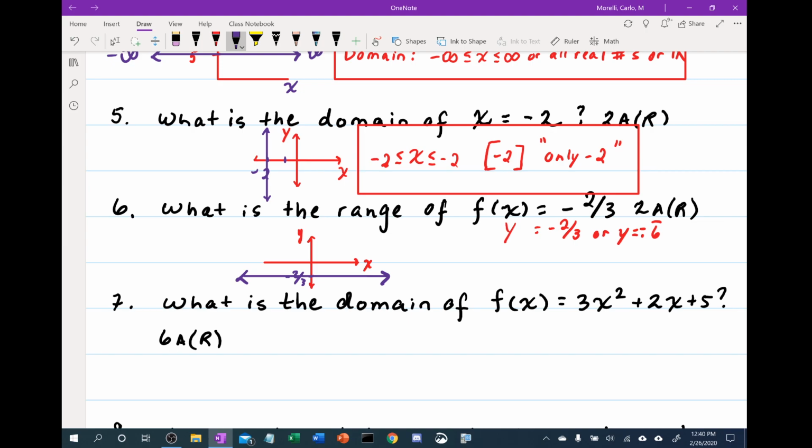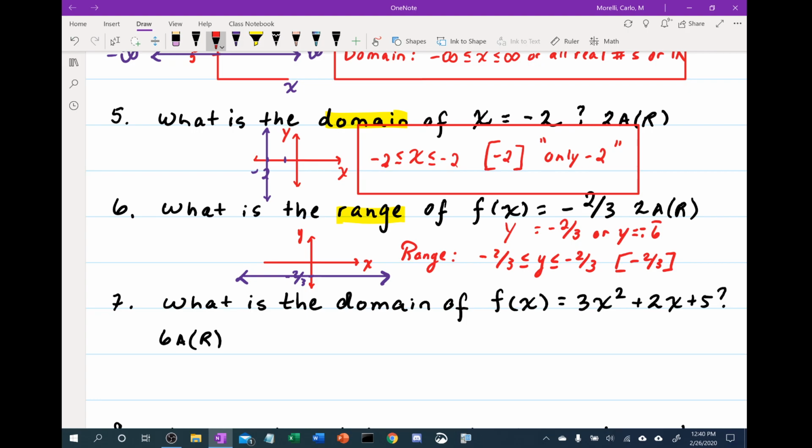But the range, what's the range? It's just negative 2/3. So remember, you're being asked for the range here. Up here, you're being asked for the domain. So we're doing range. We know it's negative 2/3 less than or equal to y less than or equal to negative 2/3. Or you could just write negative 2/3 like this. Okay. Or only negative 2/3.